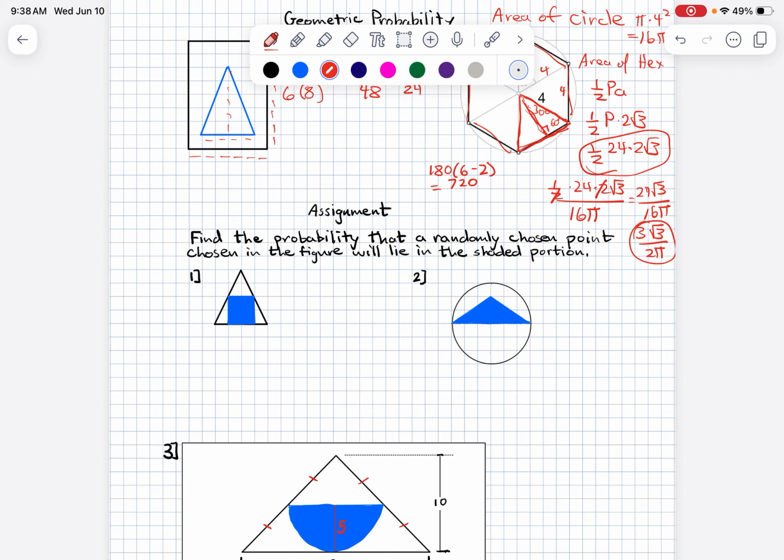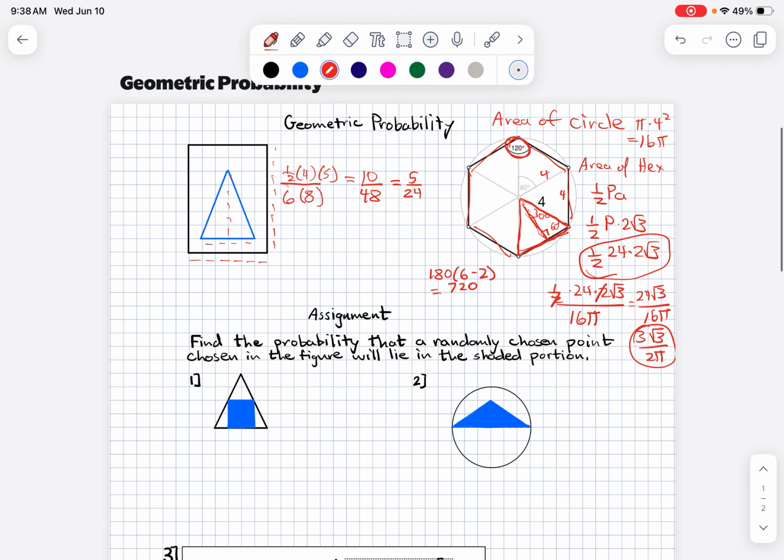So that's the way the game is played for geometric probability. You have to figure out what the area of each of the regions are, and then put the bigger region area on the bottom and the smaller on top.